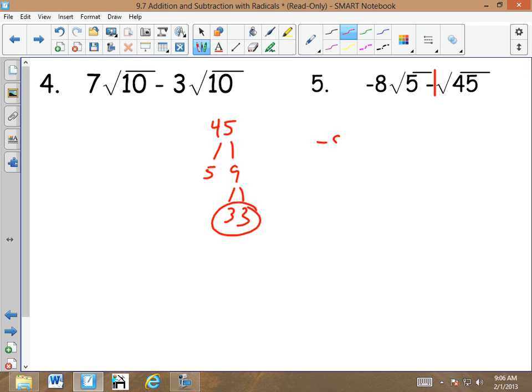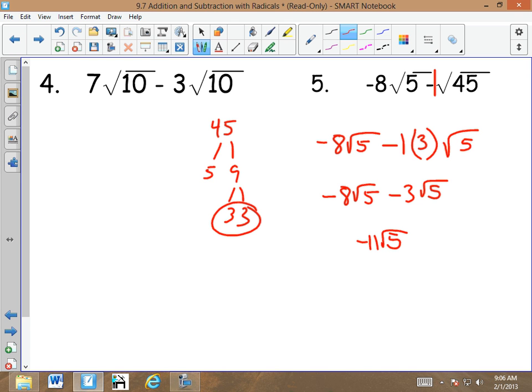Yep, I did it. Negative 8 square root of 5, minus 1 times, I'm pulling out my pair of 3s, they become 1 3, times the square root of 5. Negative 8 square root of 5, minus 3 square root of 5, negative 11 square root 5. When I factored the 45, these two 3's were able to move out of the square root. They show up right here as 1 3. And then I have to multiply anything that's out there already with what I just put out there. Then I have them.